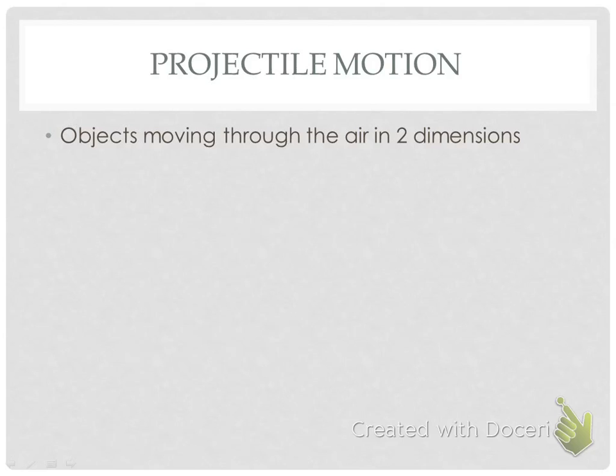So we're going to talk today about something called projectile motion. Projectile means it's an object that moves through the air in 2 dimensions, meaning horizontal and vertical. So can anyone give me an example of some things that move through the air both horizontally and vertically?